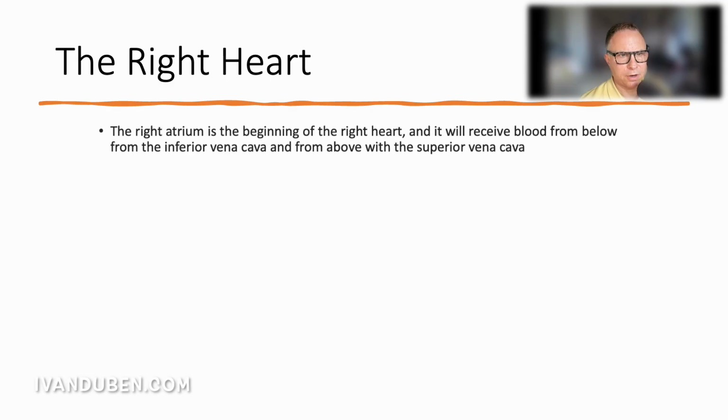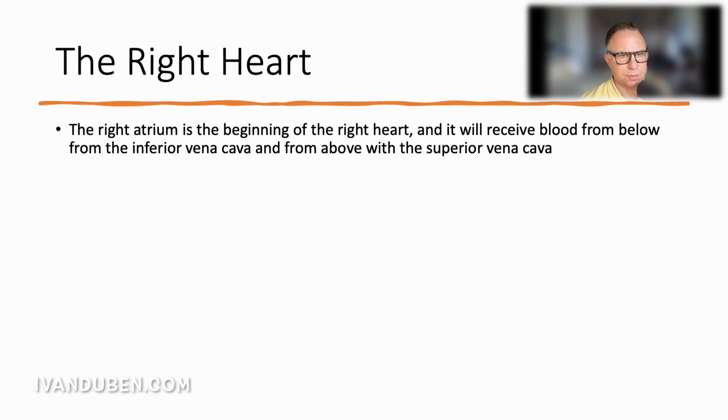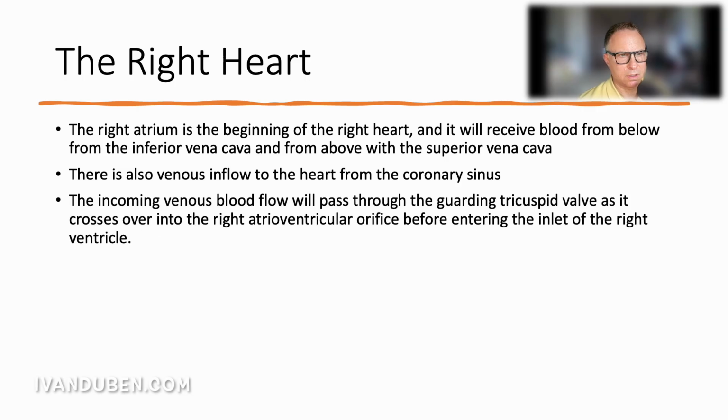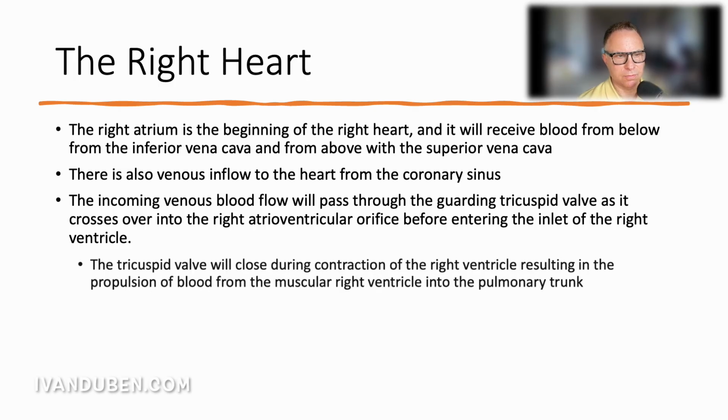Moving on to the right heart. The right atrium is the beginning of the right heart, and it will receive blood from below, from the inferior vena cava, and from above, from the superior vena cava. There is also venous inflow to the heart from the coronary sinus. The incoming venous blood flow will pass through the guarding tricuspid valve as it crosses over into the right atrioventricular orifice before entering the inlet of the right ventricle.